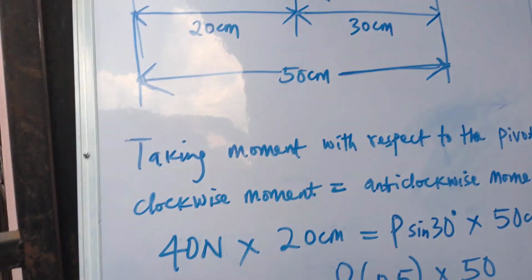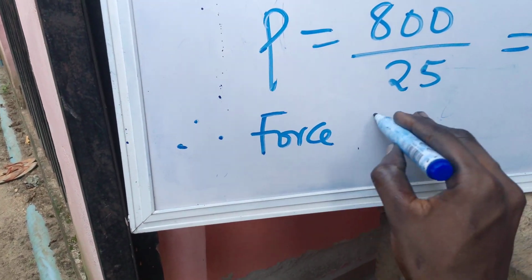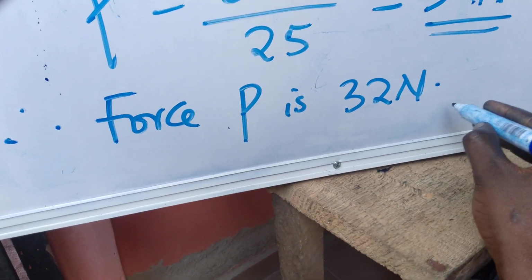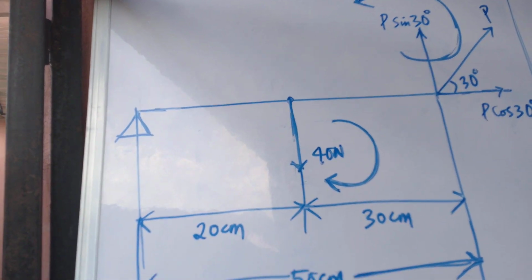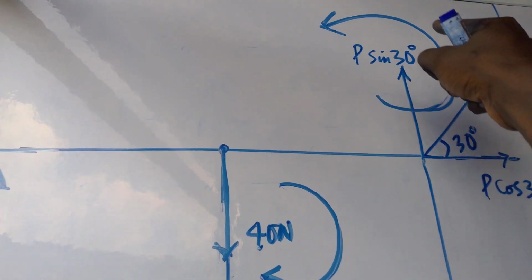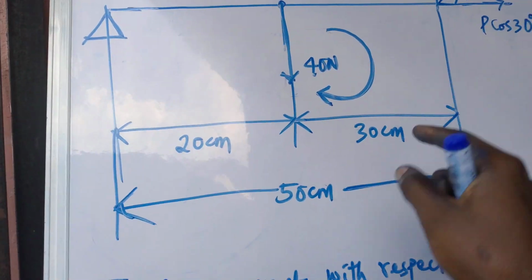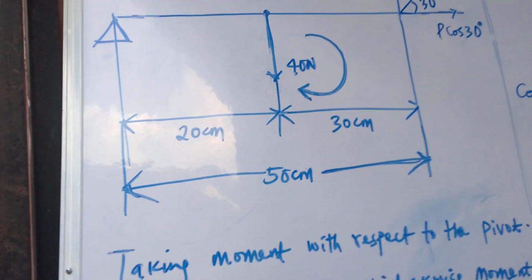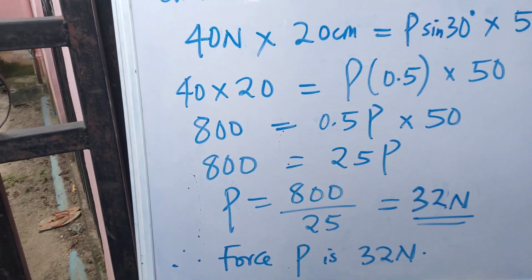Therefore, force P is 32 newtons. Alright, so that is it. We observe how we took the clockwise moment with respect to the pivot, and the anti-clockwise moment, with the distance of this force to the pivot being 20 centimeter. Alright, so take note. Finally we get our answer as P equals 32 Newton.